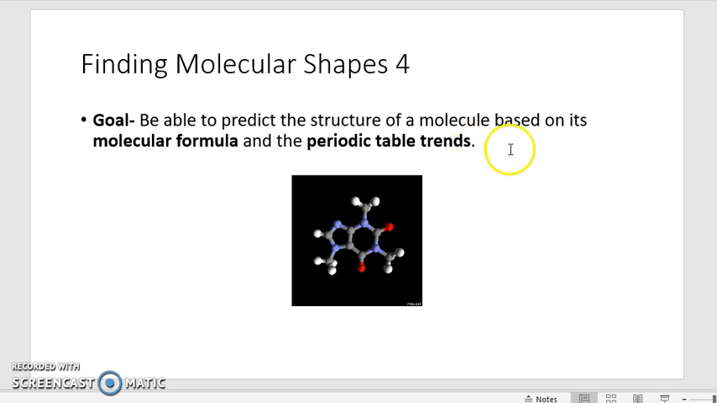Figure out the structure of a molecule based on its formula and the periodic table trends. Once again, if you have not looked at the video on periodic table trends, please go back and watch that. And by the way, you should really have a periodic table in front of you while you're doing these. I don't expect you to memorize what all the bonds are for each atom. You should be able to use a resource for that.